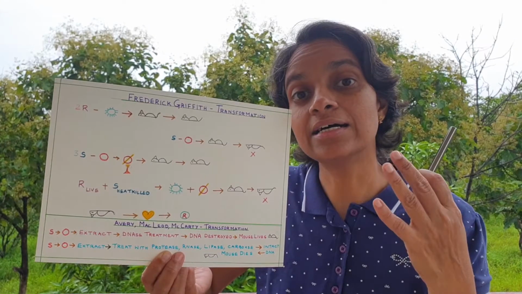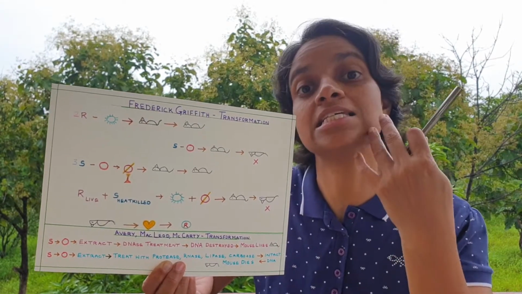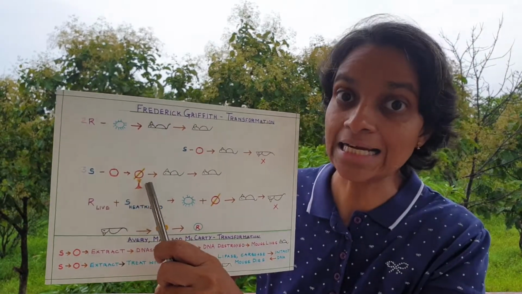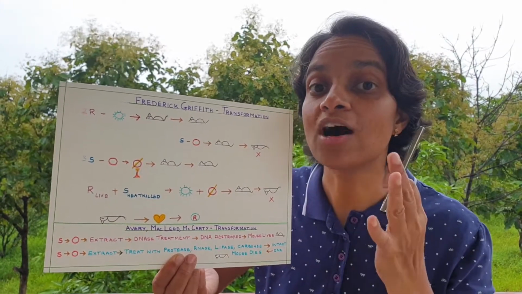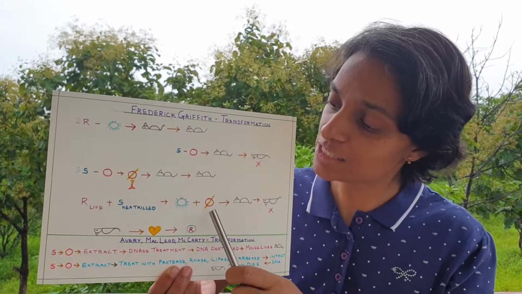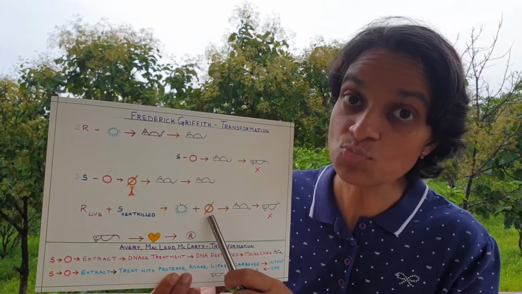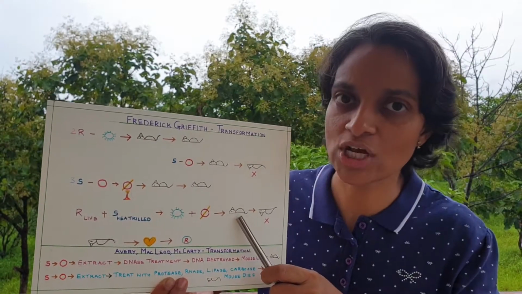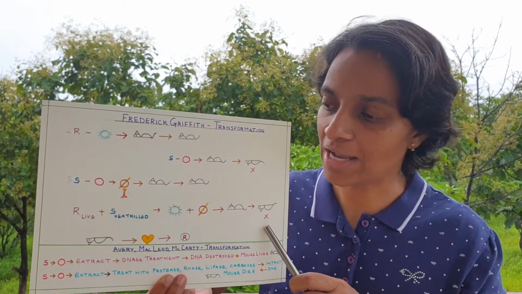That means the capability of the S strain to cause death is removed when it is heated. Now, this heat-killed S strain was mixed with a live R strain, and then the experiment was performed. That is, rough live strain and smooth dead heat-killed strain were mixed together and then injected into a mouse, and the mouse died. And this was surprising.